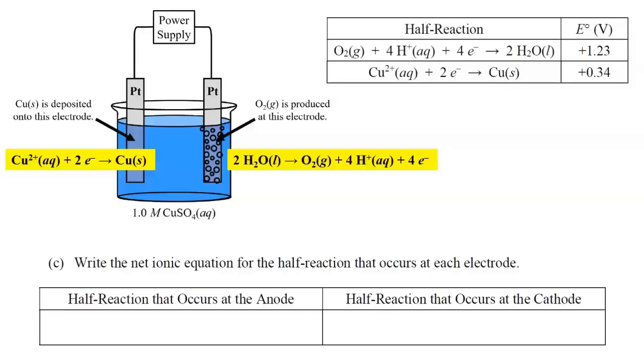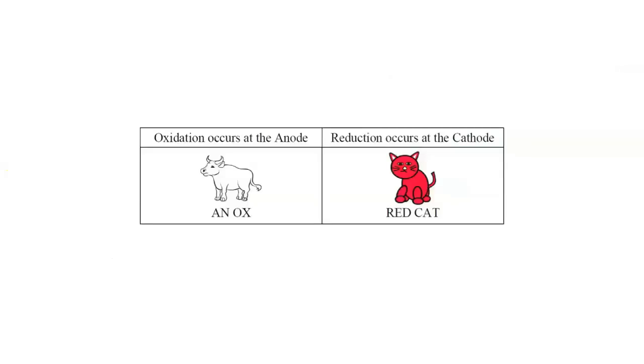Now, we still haven't answered part C, but now at least we know what reaction is taking place at each electrode. So what I know so far is that the reaction involving the formation of solid copper is an example of a reduction reaction in which electrons are gained, and that the other reaction that involves the formation of oxygen gas is an example of an oxidation reaction in which electrons are lost. So what I have to do now is remember that mnemonic device. So oxidation occurs at the anode, reduction occurs at the cathode.